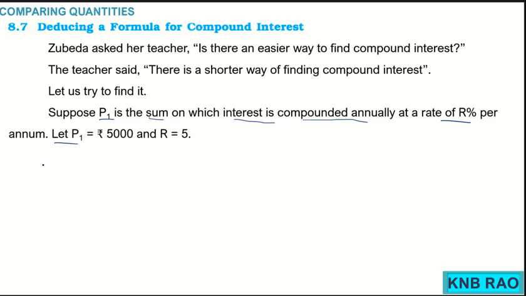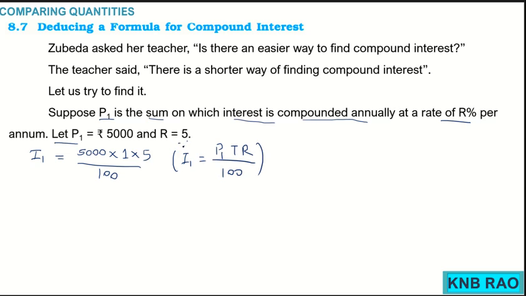Now, you will find simple interest. Let me say interest 1, I1, that is the interest for the first year, is calculated with the help of the formula PTR by 100. T is 1 year, R is 5 by 100. Since it is interest for the first year, I have considered the principal for the first year. After simplification, we have got 250 as the interest for the first year.